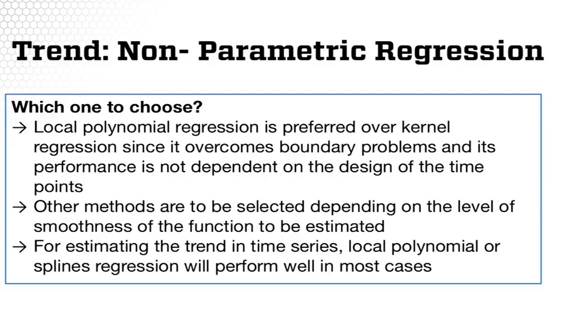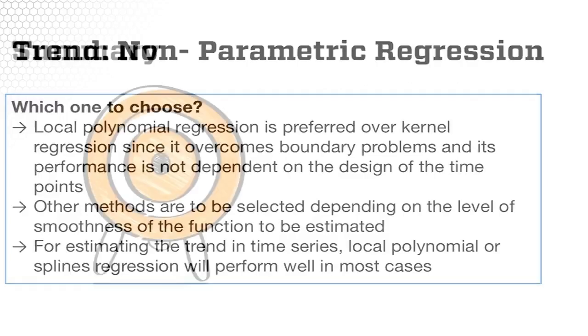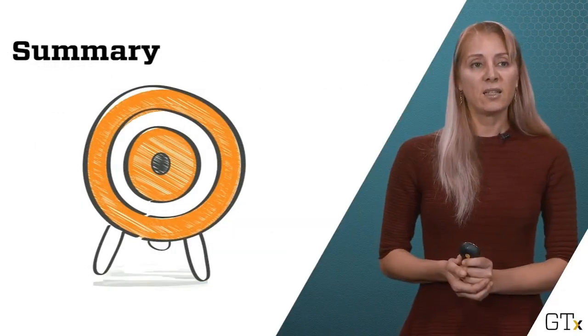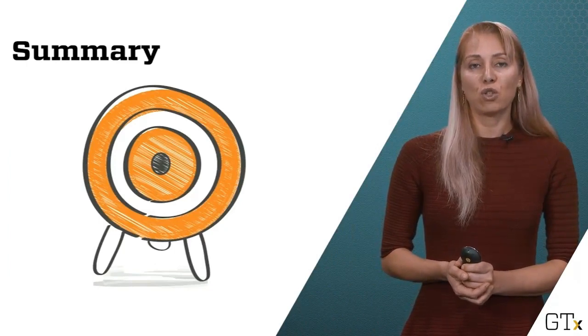Local polynomial smoothing usually performs better than kernel regression on the boundaries and is not biased by the selected design of the time points. Other methods can be selected depending on the smoothness level of the function to be estimated. For example, wavelets are adaptive to less smoothness, but generally for estimating trends in time series, local polynomial smoothing or splines regression will perform well. To summarize, in this lesson, I provided some basic methods to use to estimate the trend. Thank you.